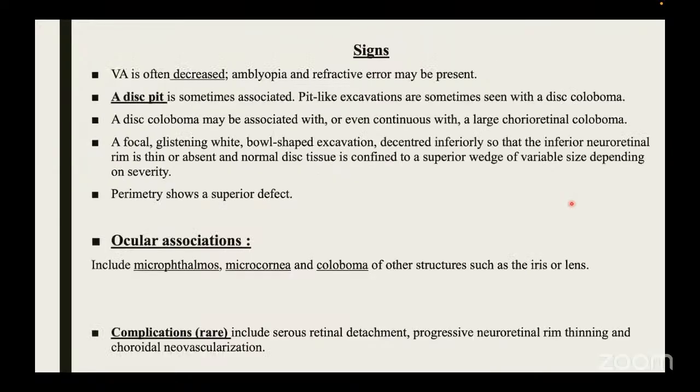So in patients with optic disc coloboma, vision is often decreased, amblyopia and refractive error may be present, and the patient might have a disc pit. Ocular associations include microphthalmia, microcornea, and coloboma of other structures. Complications include serous retinal detachment, progressive neuroretinal rim thinning, and choroidal neovascularization.